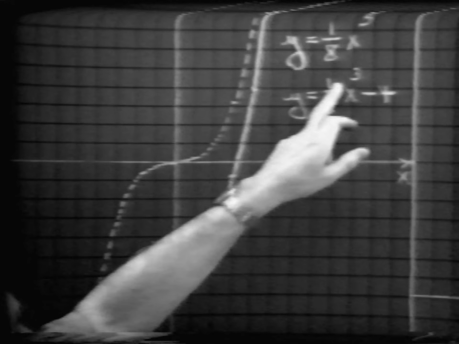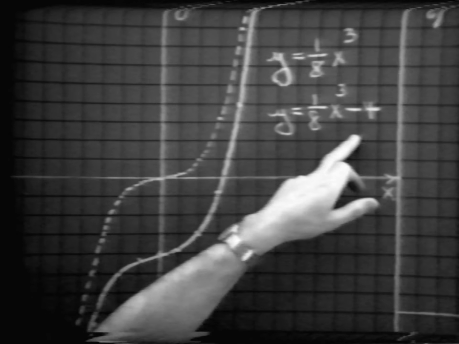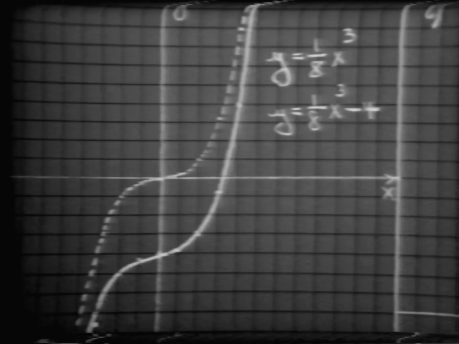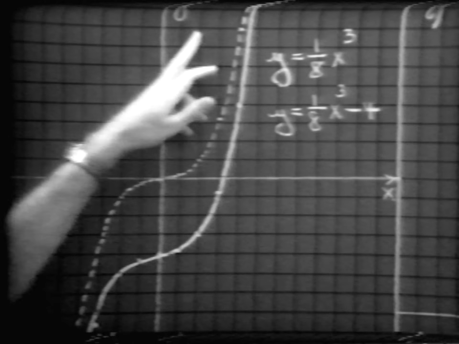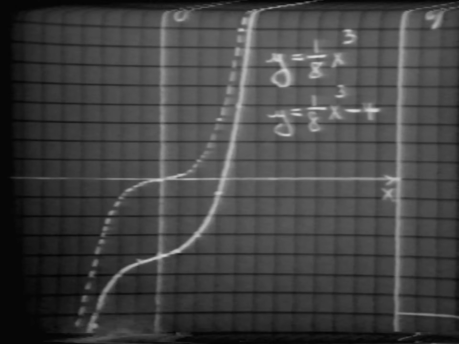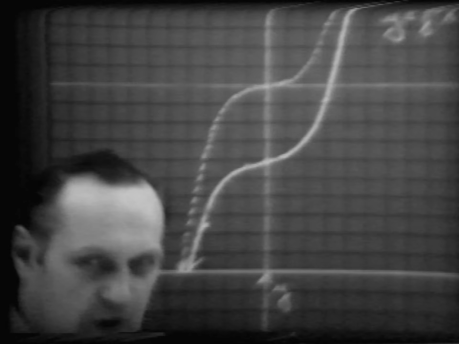Now, of course, if we had 1/8 x cubed plus 4, what would its effect be on the graph of the original one? And Sally says everything would move up. It would move up 4, and your graph then would end up on the top side of that. Okay? So when you go about this, notice we're just sketching these graphs.